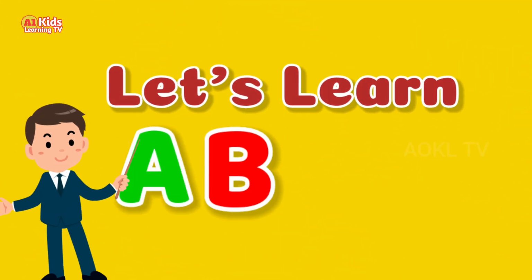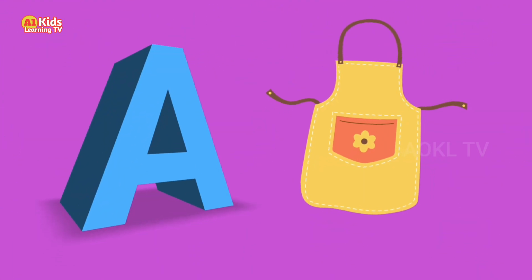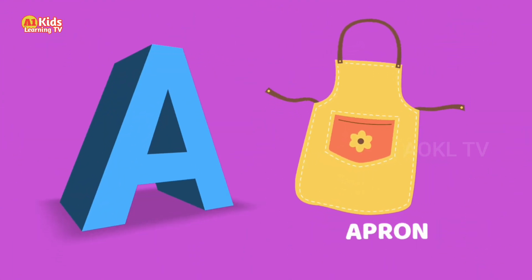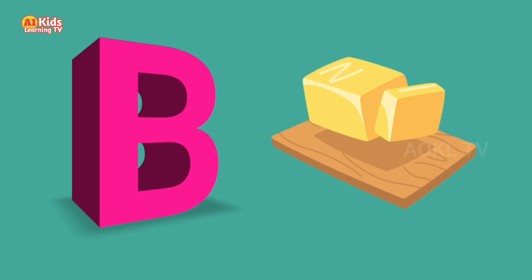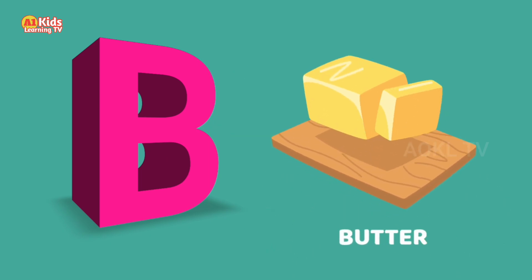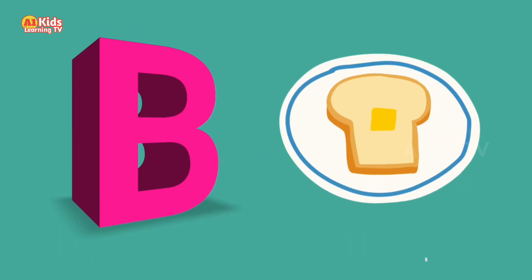Let's learn ABCD. A for apron. A for ant. B for butter. B for bread slice.